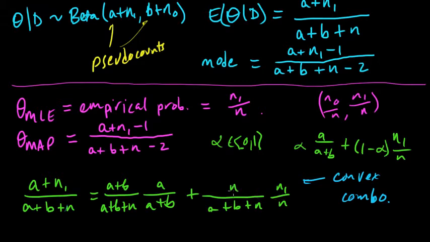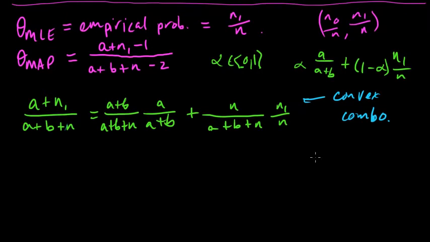And that's always nice. And also when n is 0, you can see this drops out, and we revert back to the prior mean. So when we have no data, we just use the prior mean. And that's a nice fact.